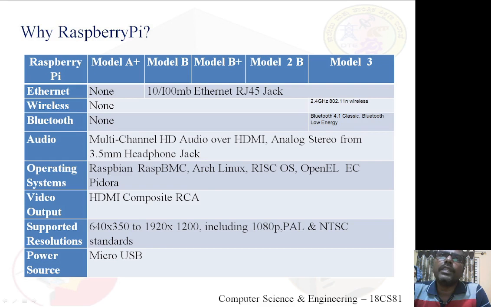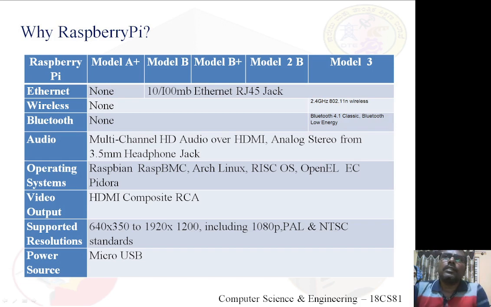Now coming to Ethernet, Model A Plus was not having Ethernet, whereas Model B, B Plus, 2B, and Model 3 were all having an Ethernet port, that is RJ45 jack. Means Model A Plus was not supporting wired internet, whereas all other models were having an Ethernet port through which we can connect a computer to wired LAN.